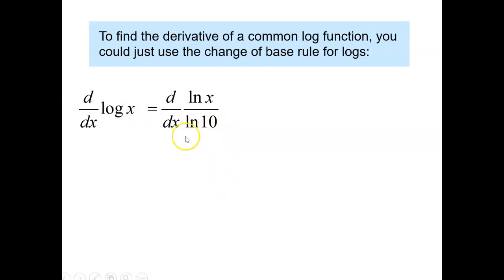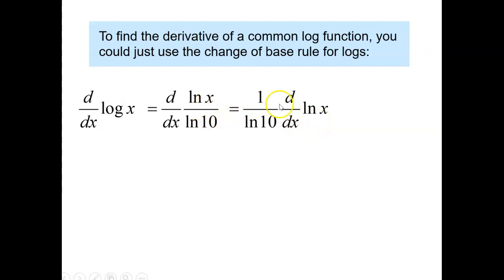And remember, the natural log of 10 is just a number. So this is like taking 1 over a number called the natural log of 10 and taking it out as a constant using the constant multiple rule, and then taking the derivative of what's left, which is the natural log of x. Now, we just found the derivative of the natural log of x, which is 1 over x.